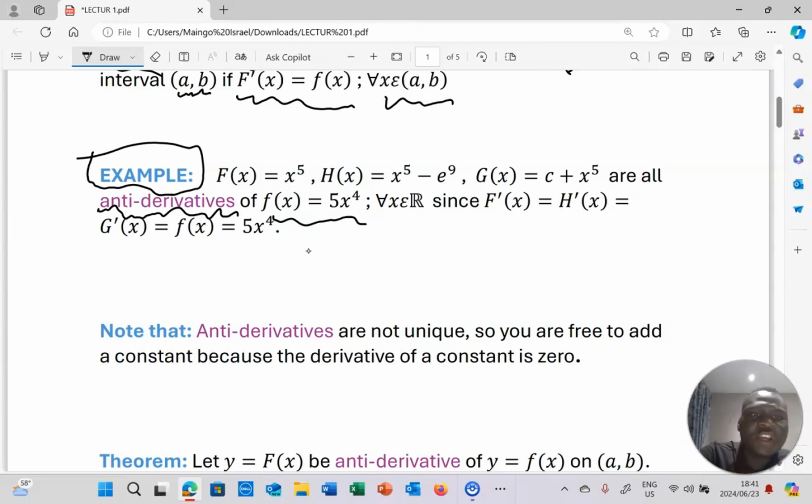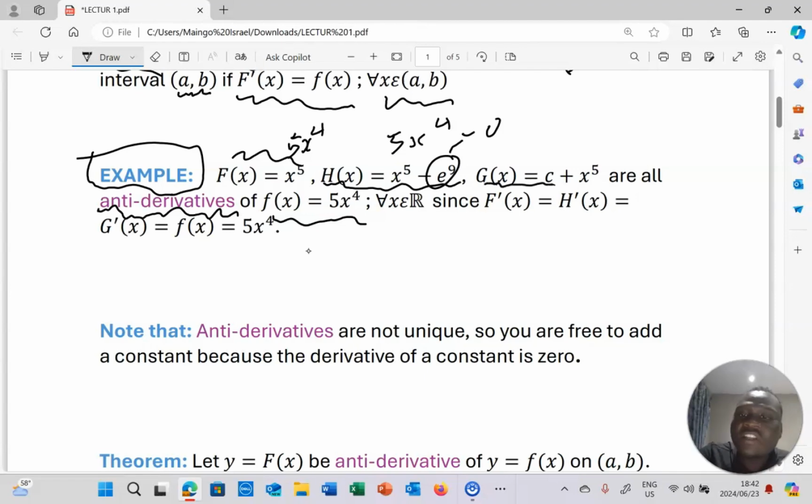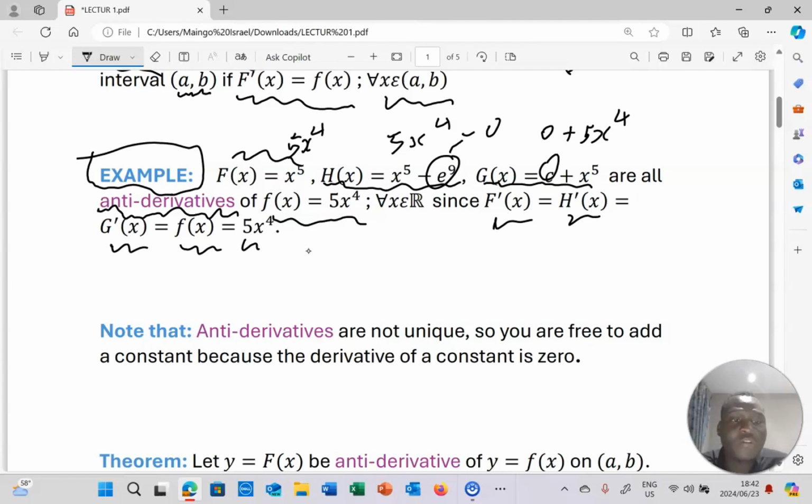This is because if you differentiate this one, you get 5x to the power 4. If you differentiate this one, you get 5x to the power 4. The derivative of a constant is 0, which leaves just 5x to the power 4. If you differentiate G of x equals c plus x to the power 5, this is a constant, it goes to 0 plus 5x to the power 4, which is 5x to the power 4. So they are all antiderivatives of that, since F prime of x, H prime of x, G prime of x is equal to f of x, which is 5x to the power 4.